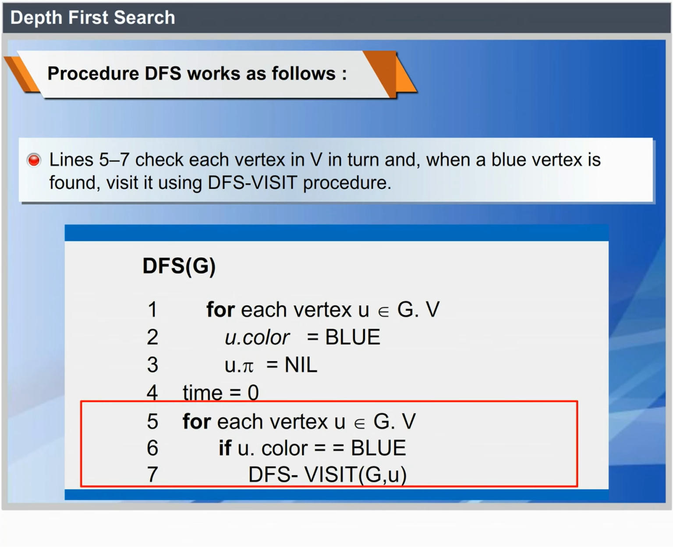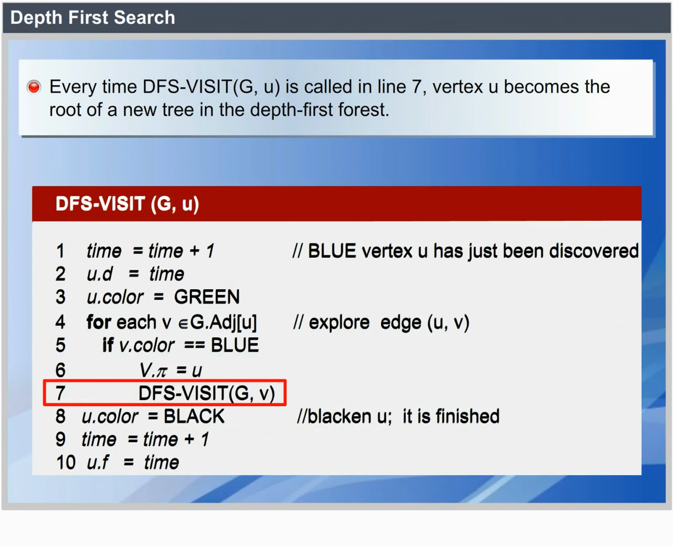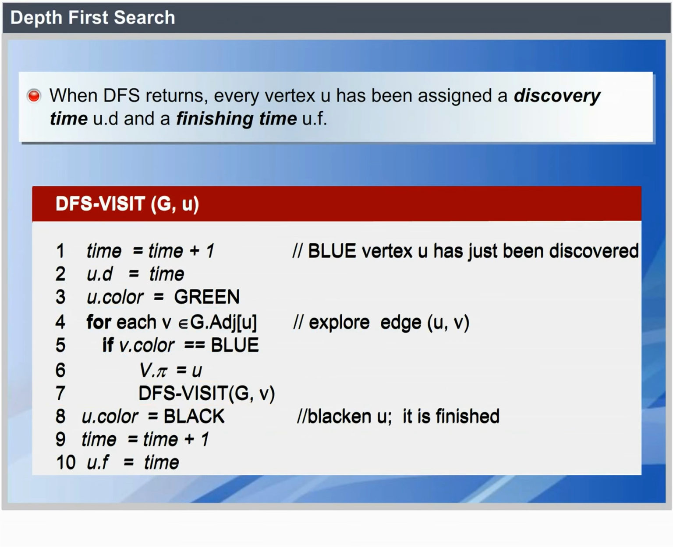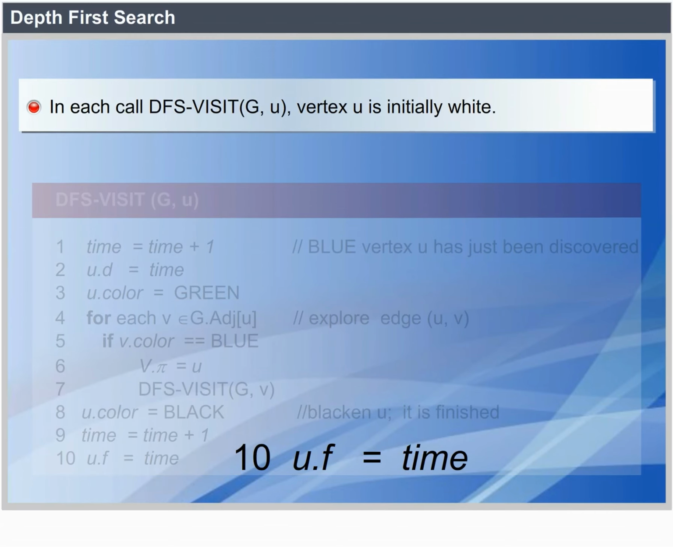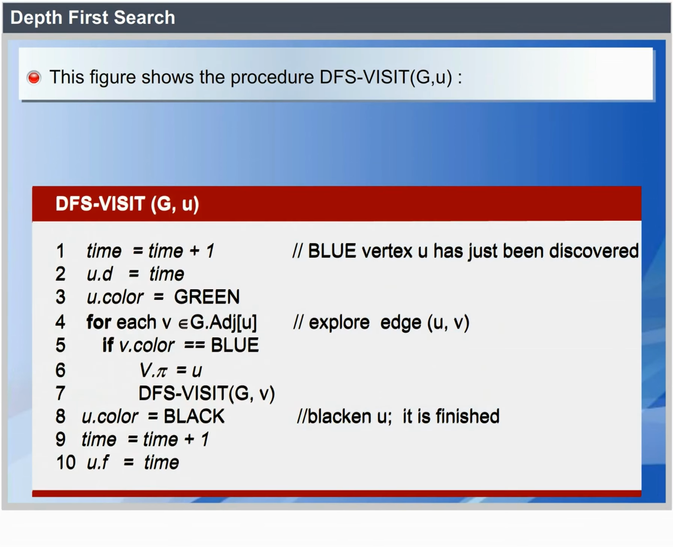Every time DFS-VISIT(G, u) is called in line 7, vertex u becomes the root of a new tree in the depth first forest. When DFS returns, every vertex u has been assigned a discovery time u.d and a finishing time u.f. In each call DFS-VISIT(G, u), vertex u is initially blue. This figure shows the procedure DFS-VISIT(G, u).